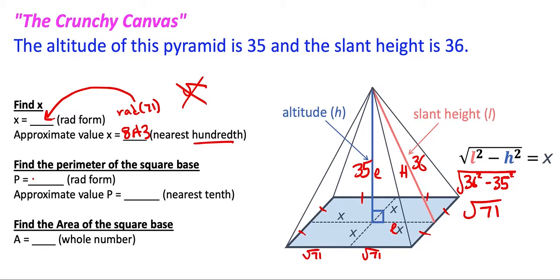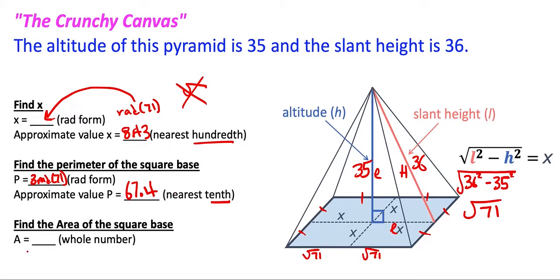Okay, radical form would be 8 rad 71. That'd be the perimeter. There's 8 of these x values going around the square base. So there it is, 8 rad 71. Now what's the approximate value of 8 rad 71? That is to the nearest tenth, 67.4. Again, these are all pre-calculated, so get up a decimals calculator. You can calculate all these things pretty fast.